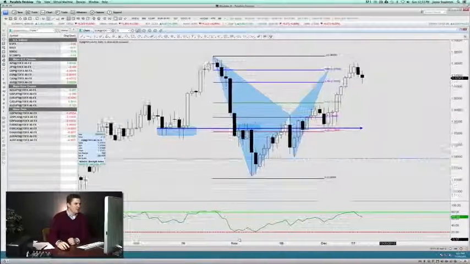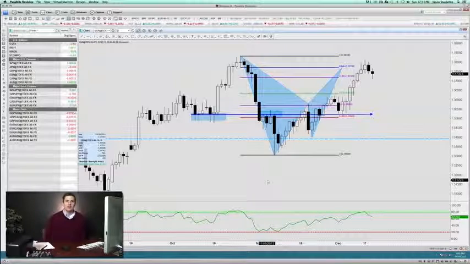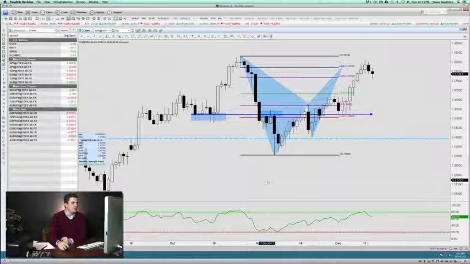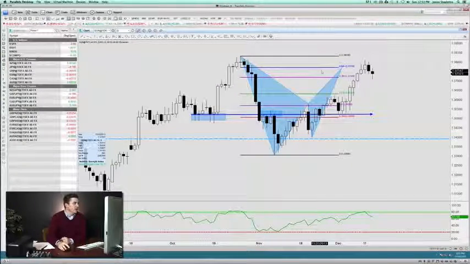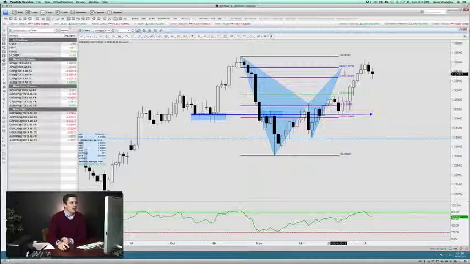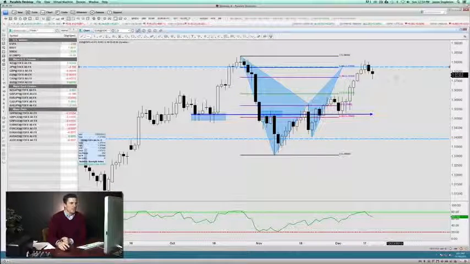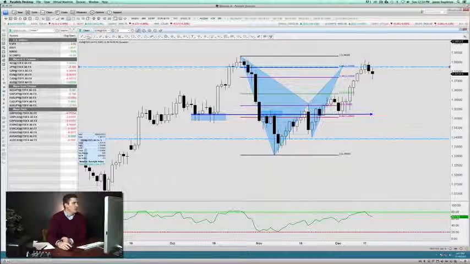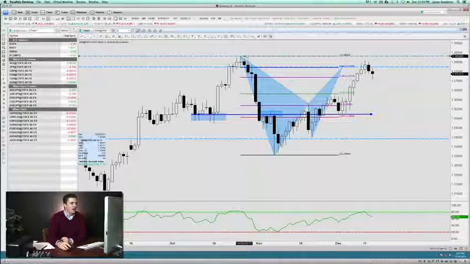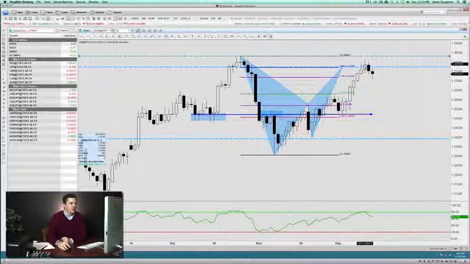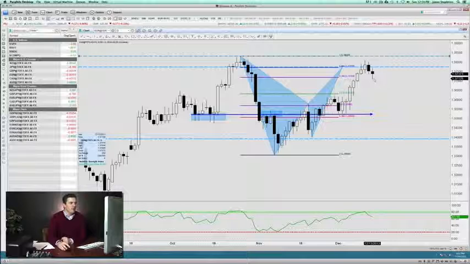I'm also recording this on a different software this time, so we're going to see if that improves the quality of the video at all, or allows me to do anything new with it. But if you remember last week, we talked about the bat pattern that was setting up on the euro dollar here, and that bat pattern, we actually ran up into that 886. And remember, on these bat patterns, what we're looking for is that 886 completion. We're looking for the market to reverse somewhere between the previous high and the 886. And as you can see, we ran right up into that 886. Market went just a hair higher than that and now has pulled back off of it.